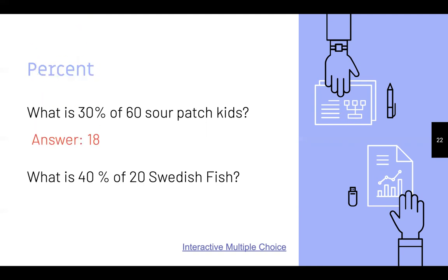So let's try another one. We have 40% of 20 Swedish Fish. We love candy. Who doesn't like candy? And we'll do the same trick. We'll do 10% first. What is 10% of 20 Swedish Fish? Well, we move the decimal point over, and it becomes 2. So 10% of 20 is 2, but we want 40%. So let's multiply the 2 by 4, and it becomes 8 Swedish Fish.